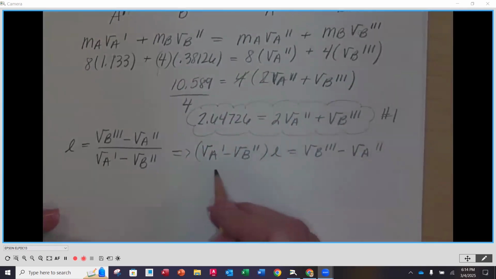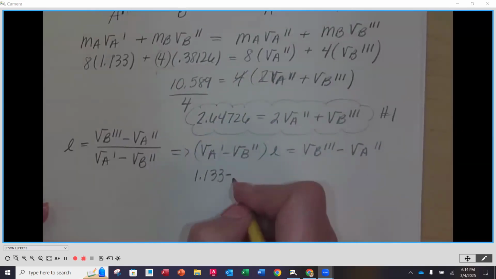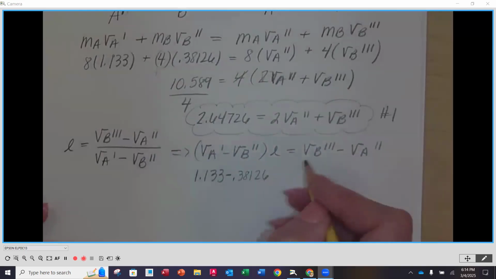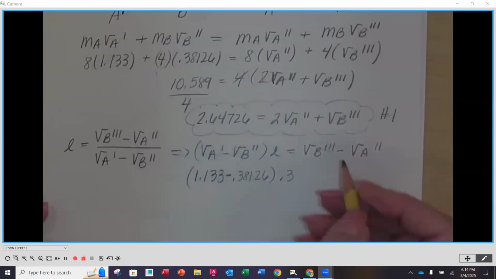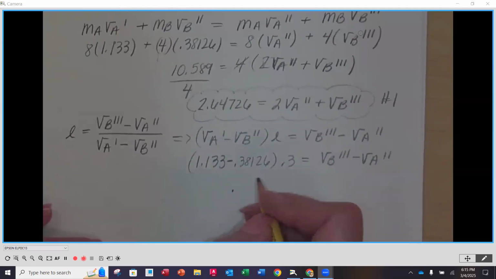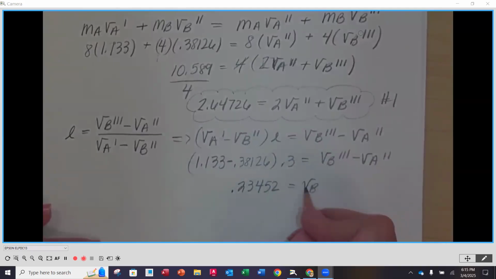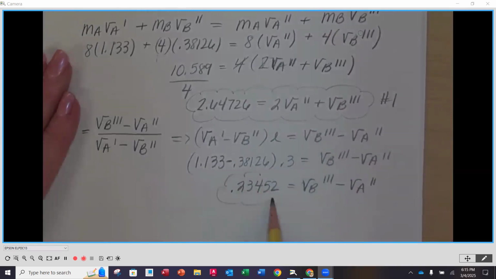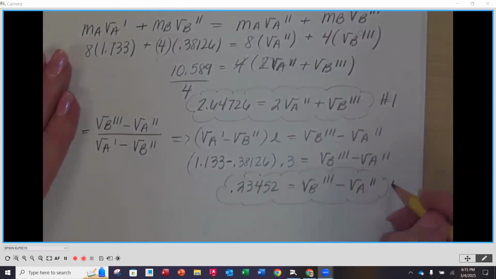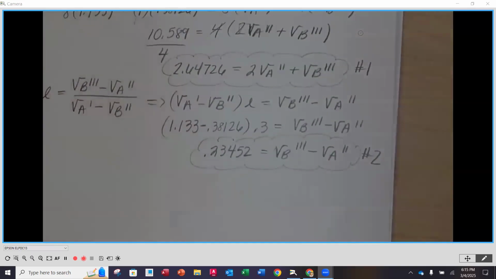And then plugging in our values on the left-hand side here, we know this to be 1.133 minus 0.38126 times 0.3 is equal to... Okay. And we should end up with 0.2345 on the left-hand side, and then our unknowns on the right. So make sure you can get to those two equations. I'll give you a chance to catch up.